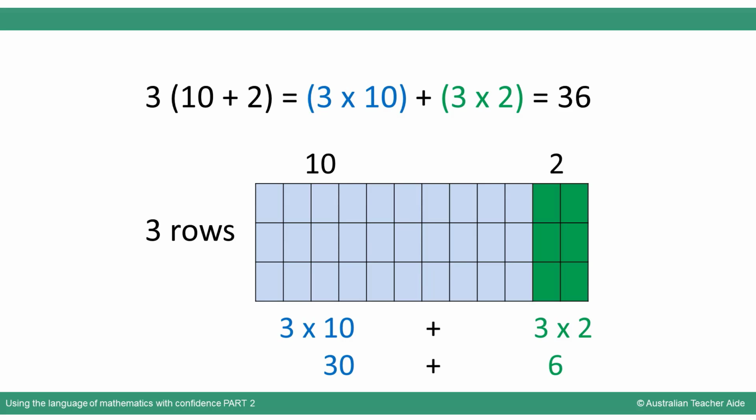Okay, so top left, we've got the same equation, 3 times (10 plus 2), but instead of adding the numbers inside the bracket, we're going to distribute the 3 across the 10 and the 2. So 3 times 10 plus 3 times 2, and you can see on the array we've this time got 3 rows of 10 squares and 3 rows of 2 squares. 3 rows of 10 is 30, so students would find that quite easy. 3 rows of 2 is 6, and altogether, of course, it's still 36.